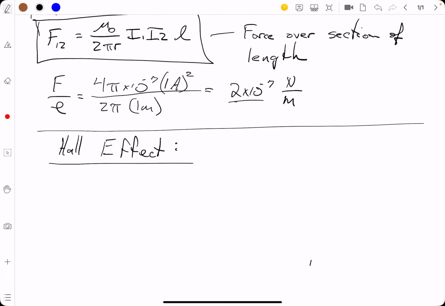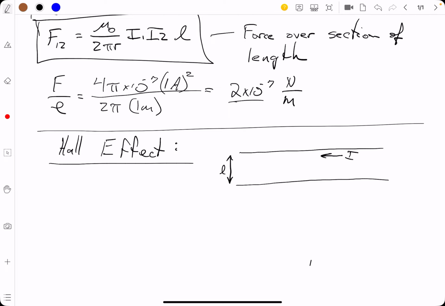So let's say we've got some strip of conducting material. It's a strip. It's not a wire. It's a flat strip, and it has some length L wide. I don't know why they didn't use width, but that's what we've got. So our current is going to be going this direction. That means our electrons are going in the other direction.